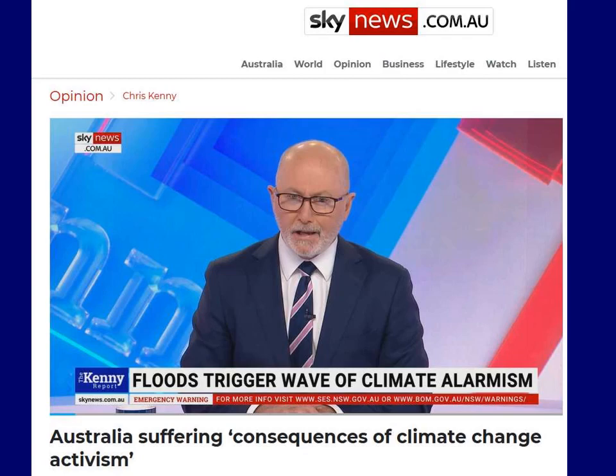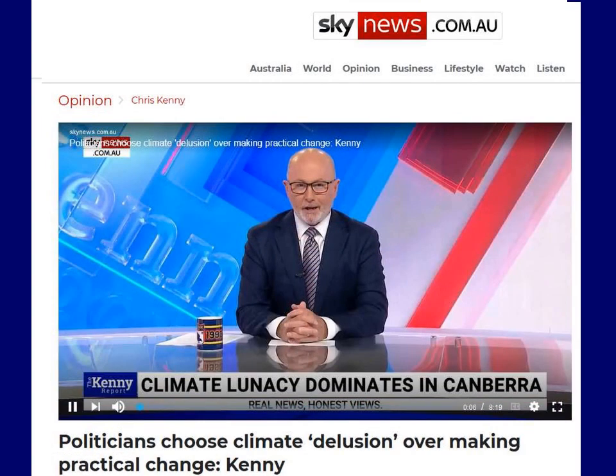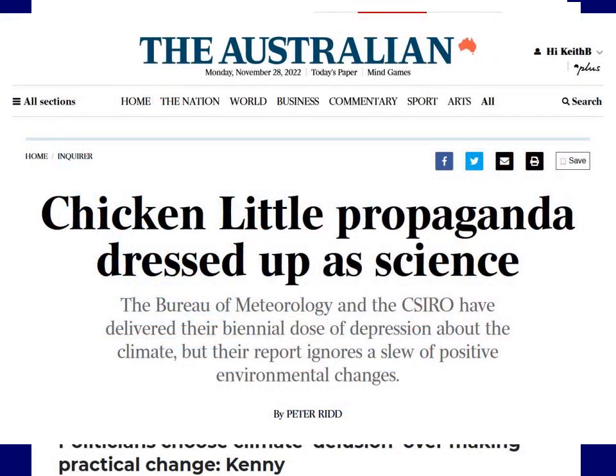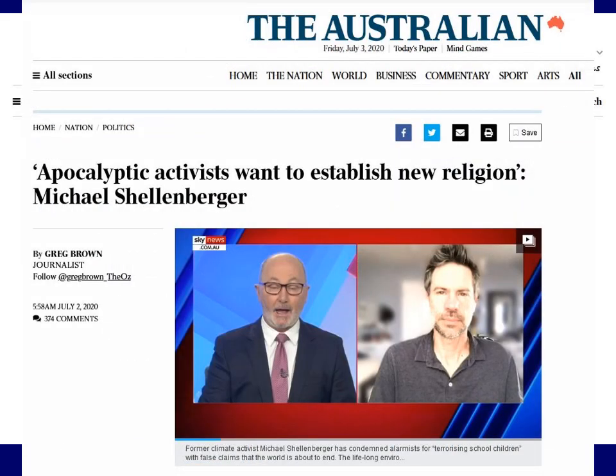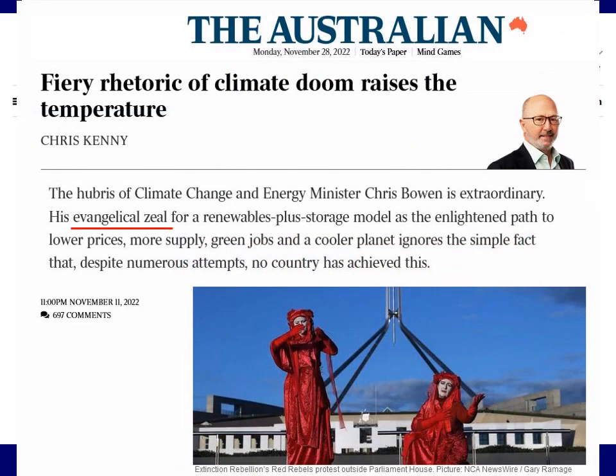But back at Murdoch Media, we have all this total rubbish from Sky News, from the Australian. The Australian perhaps is even worse because it pretends to be a serious newspaper, and yet it consistently publishes total rubbish about climate.